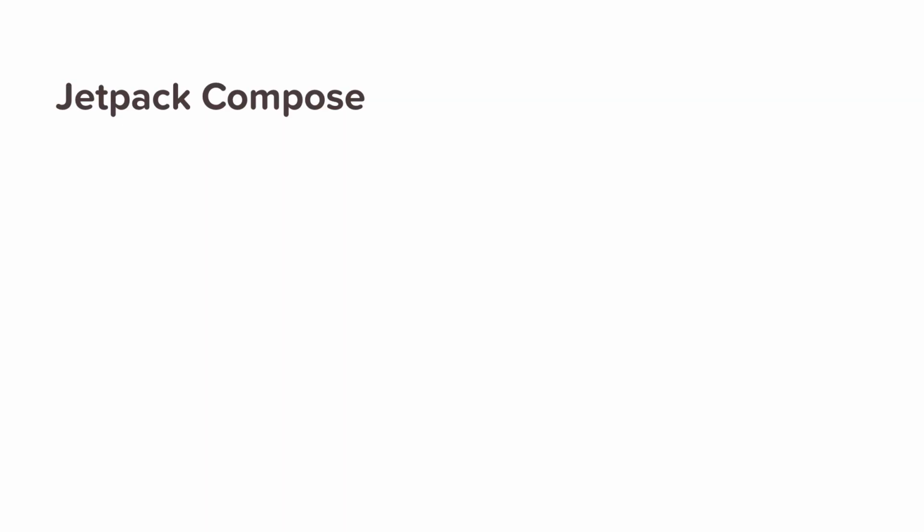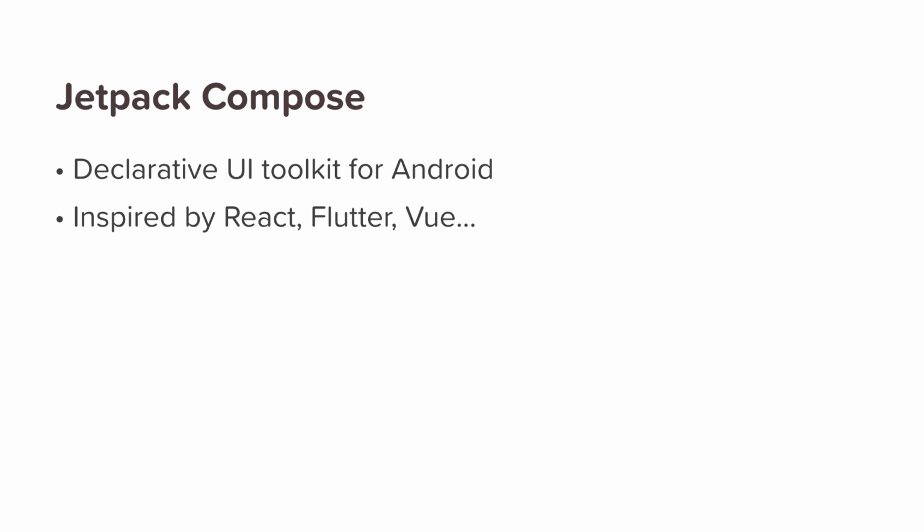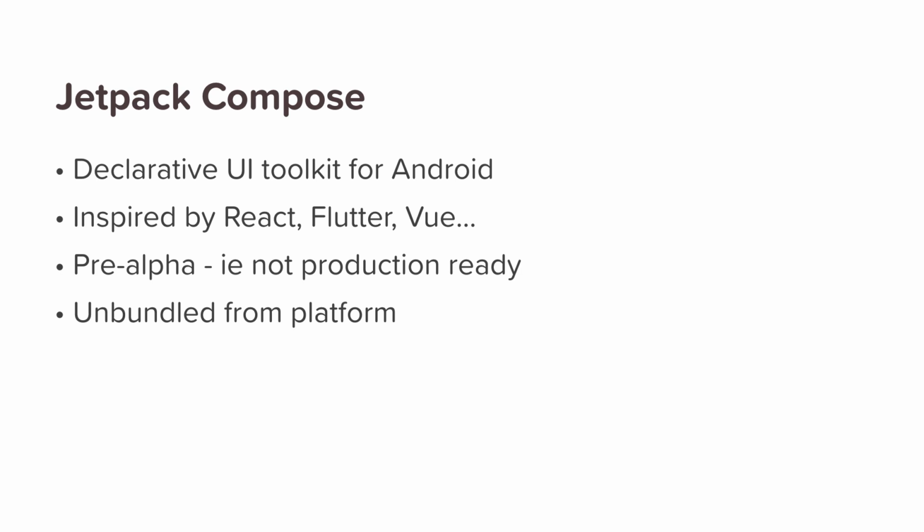So Jetpack Compose is a new way of writing UI on Android, and it's what they call a declarative UI toolkit for Android. It has been inspired by many other frameworks like React or Flutter or Vue, and it is very important to note, it is not in production, it's not ready to be shipped with your production apps. It's very early stages, it's pre-alpha even, there's not even a Gradle dependency that you can include, so don't use it in production. And it's unbundled from the platform, so this should mean fewer bugs because it's not shipped with the OS update, it's shipped with your app.